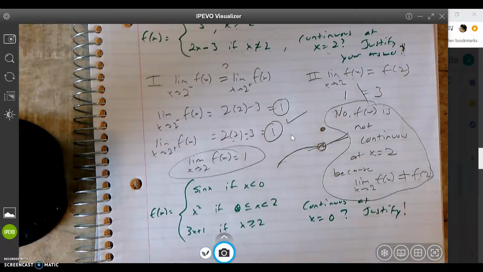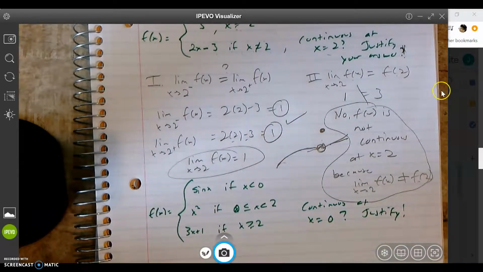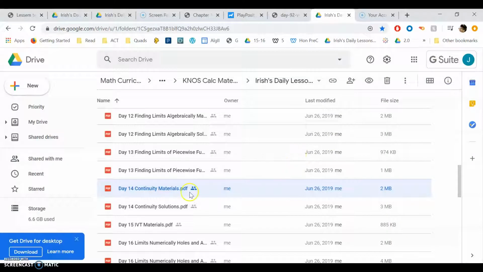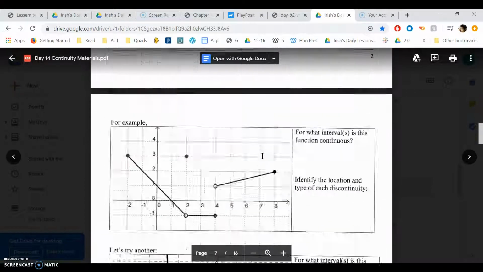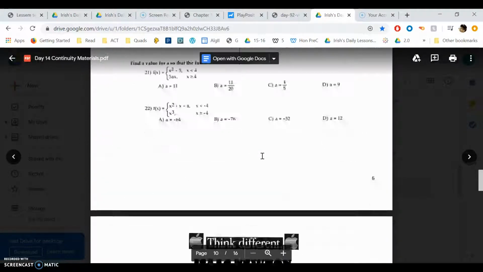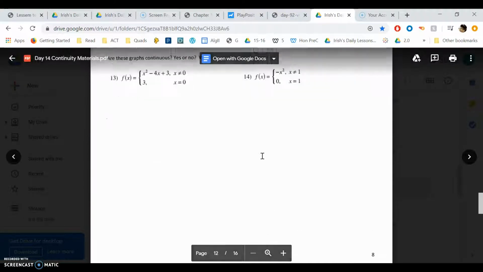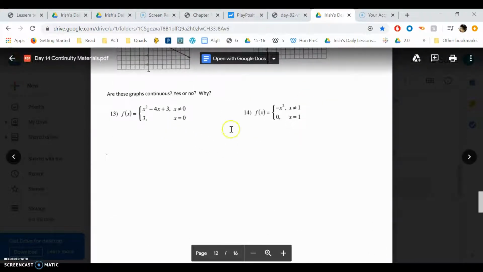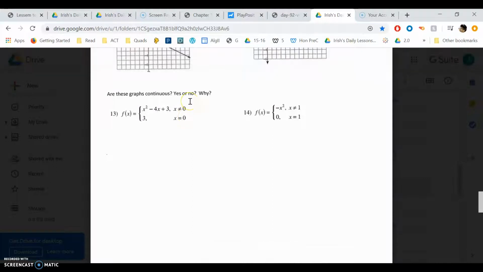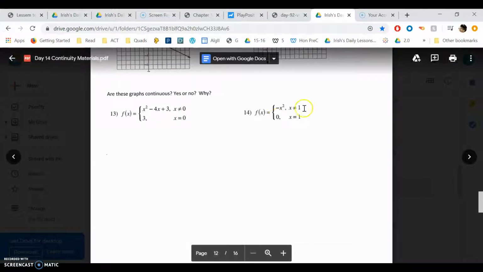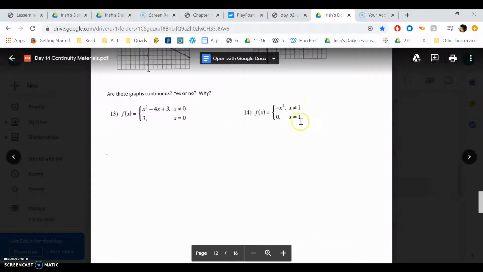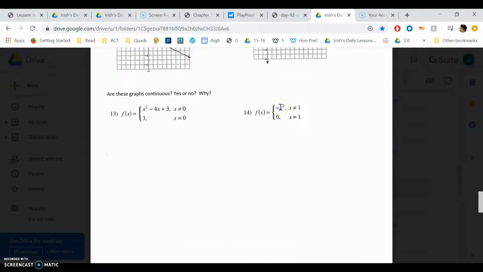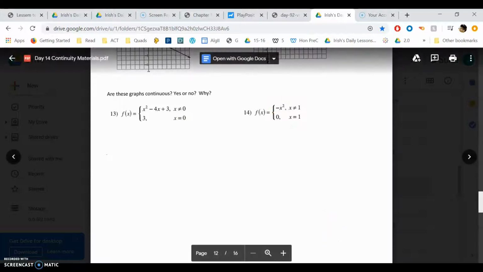Done. Okay. Nice job. Nice job. Okay, so now what we got to do? We got to, scrolling. You have to do these 2 problems right here. So, pause the video, knock these out. Are they continuous? And this is going to be at x equals 0 and x equals 1. It doesn't say, but yeah, that's where it should be. When the graph breaks, that's where you're deciding. So see if you can do 13 and 14 right now. Pause the video. Great job. Good work, everybody.